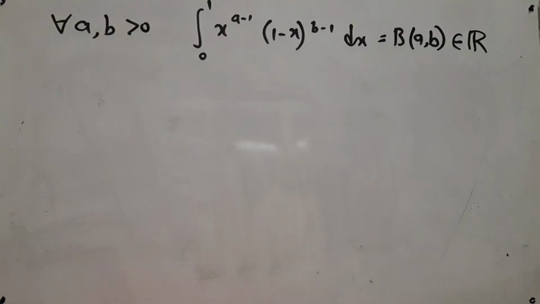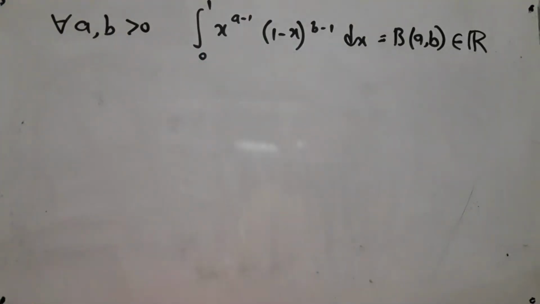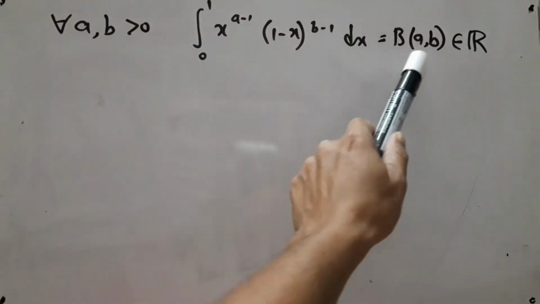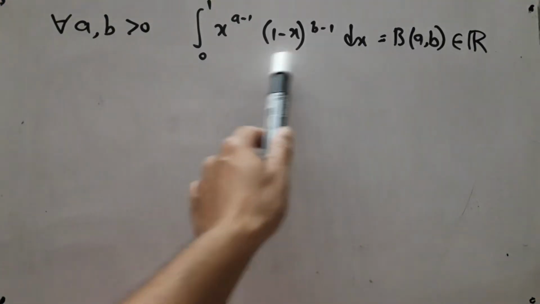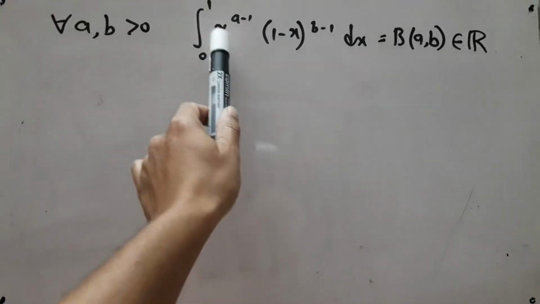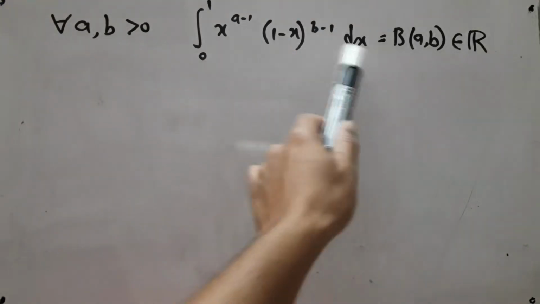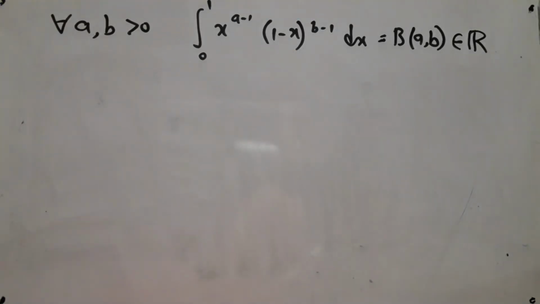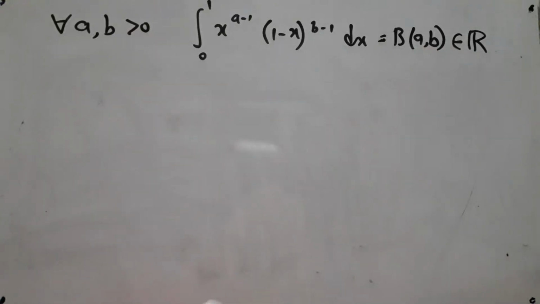In the last video, we saw that whatever a and b you take strictly positive, this function x to the power a minus 1 into 1 minus x to the power b minus 1 has integral over 0 to 1 some real, finite number. Now this quantity is of course non-negative when x lies between 0 and 1. So you have a non-negative function with finite integral. So it's only natural that if you divide the function by its total integral, we shall get a density.